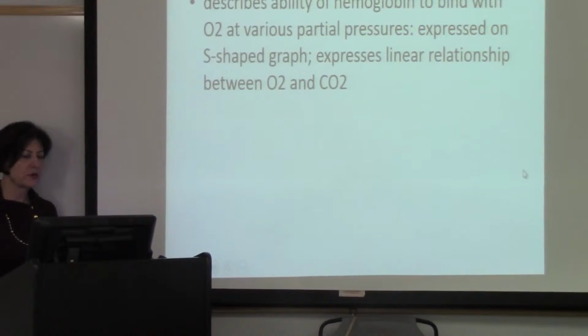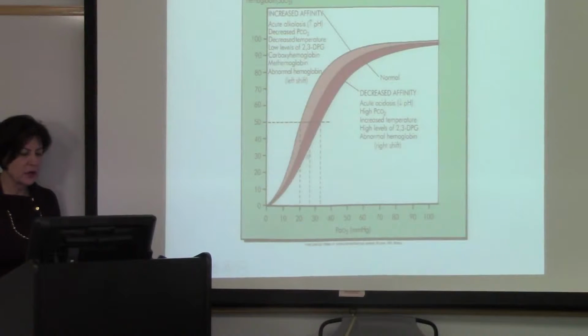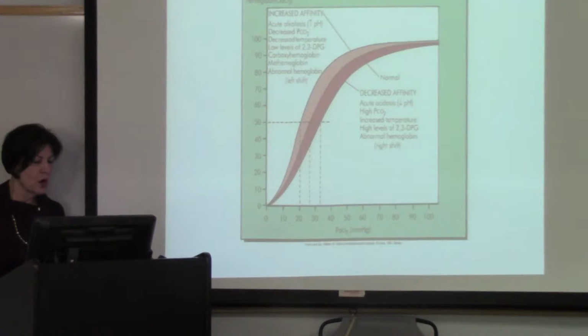The oxyhemoglobin dissociation curve is this S-shaped graph, and it shows the relationship between oxygen and CO2. The pink part means that you're alkalotic. The red part means that you're acidotic. So when you're alkalotic, you have an increased affinity, you have a left shift.